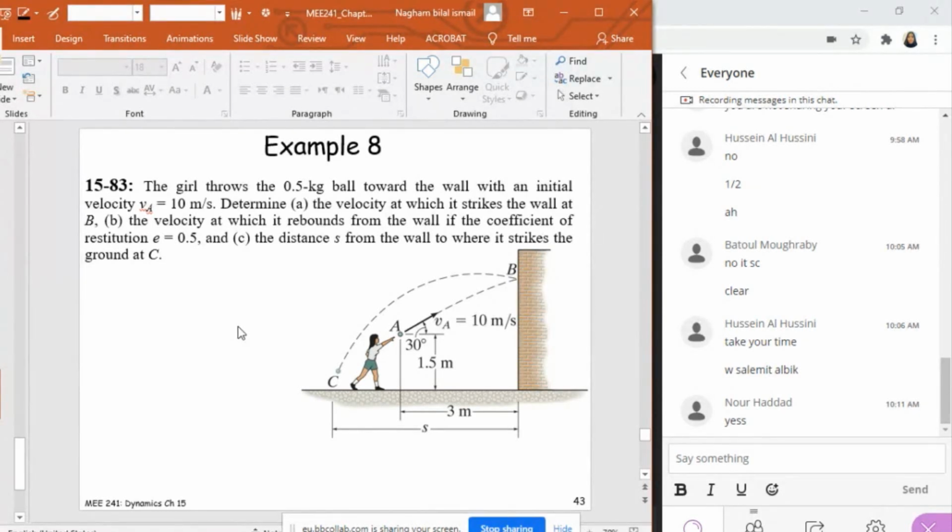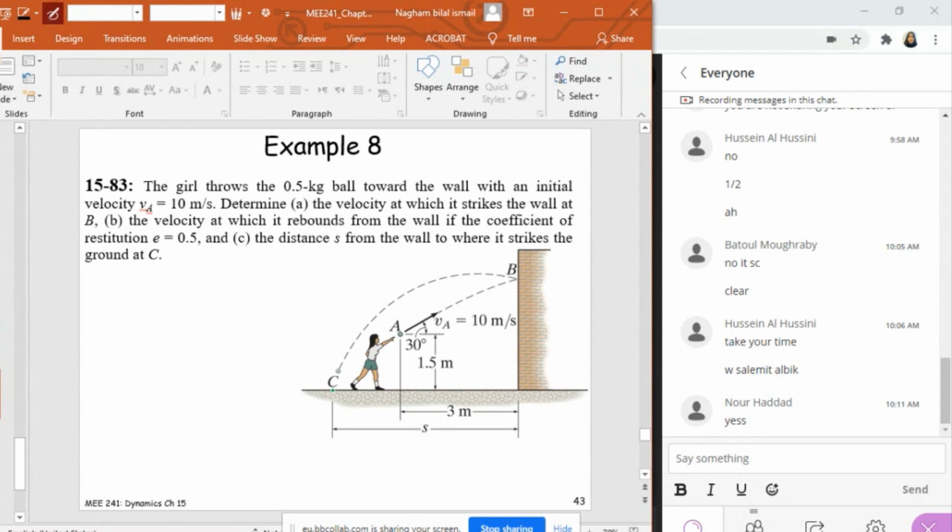Determine (A) the velocity at which it strikes the wall at B, and (B) the velocity at which it rebounds from the wall, if I know the coefficient of restitution e is equal to 0.5, and (C) the distance S from the wall to where it strikes the ground, right? Because I have multiple parts here, and I can even have a fourth part about the collision between the ball and the floor, but they are all based on the same concept.